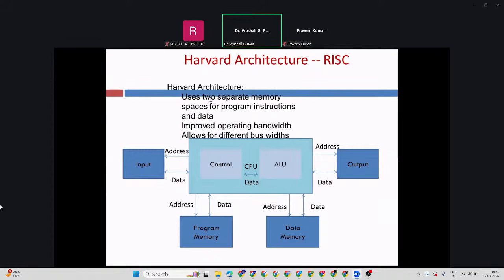So it uses separate memory spaces for program and data. Improved operating bandwidth allows for different bus widths. Is it right? I can think of this bus width as 8-bit, and this one I can think of as 16-bit, right? So different bus widths are possible there. That is the only difference.